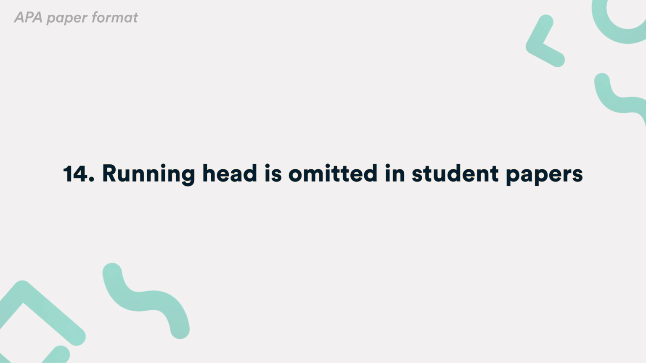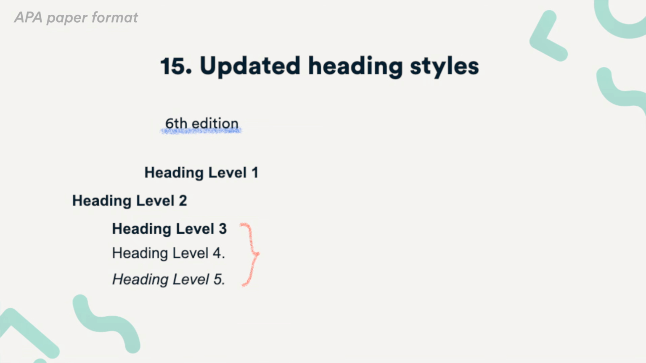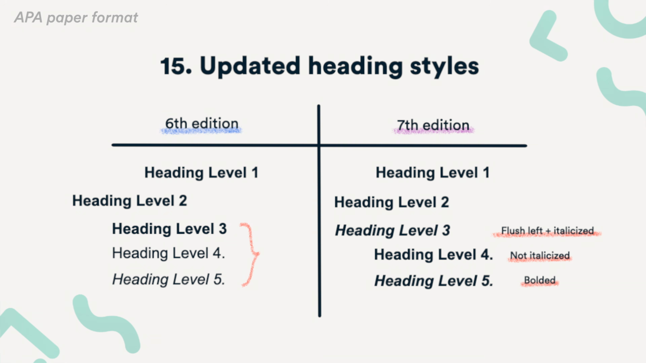Number 14. The running head is omitted in student papers, unless your instructor tells you otherwise. Number 15. Heading levels 3 to 5 are updated to improve readability. For level 3, instead of indenting, it's now flush left and also italicized. Level 4 headings are no longer italicized. A level 5 heading is now bolded.